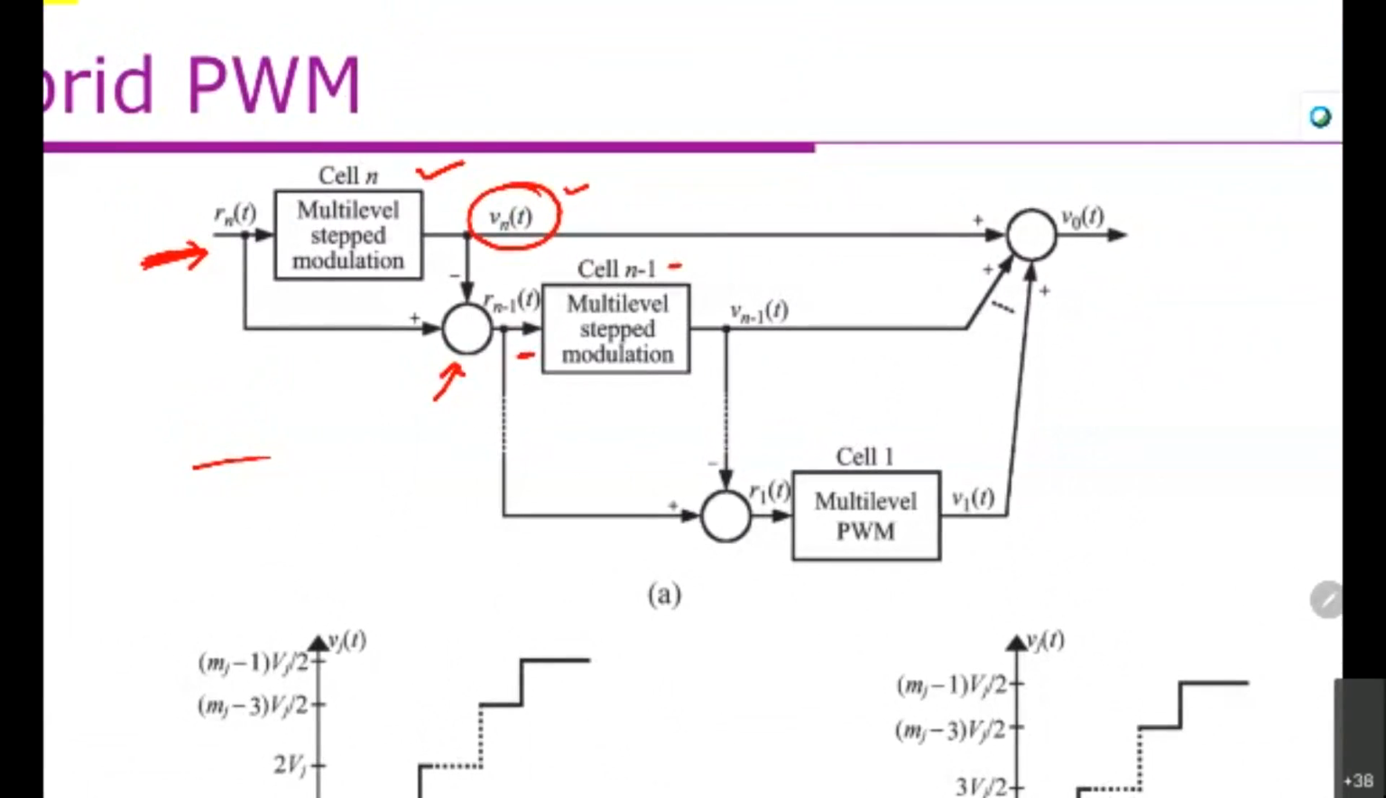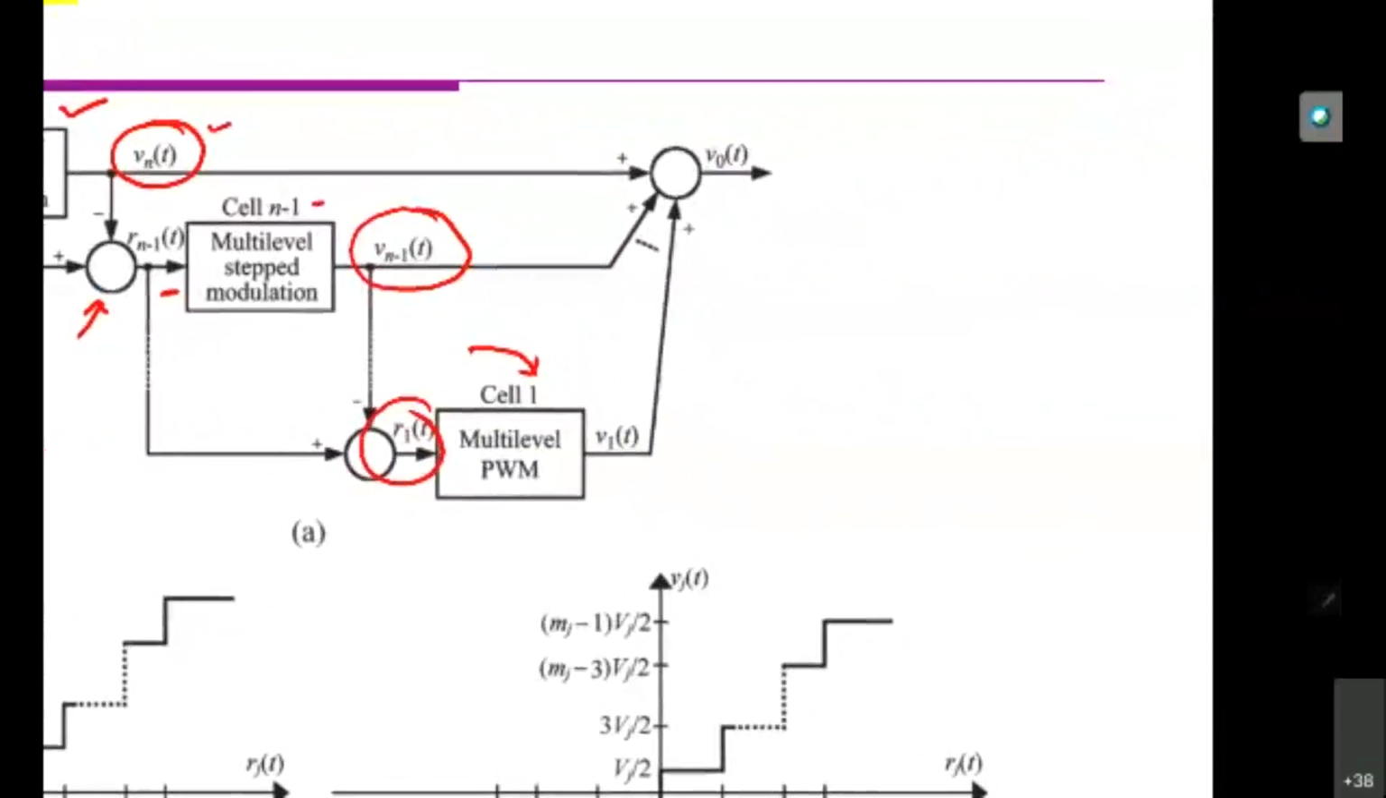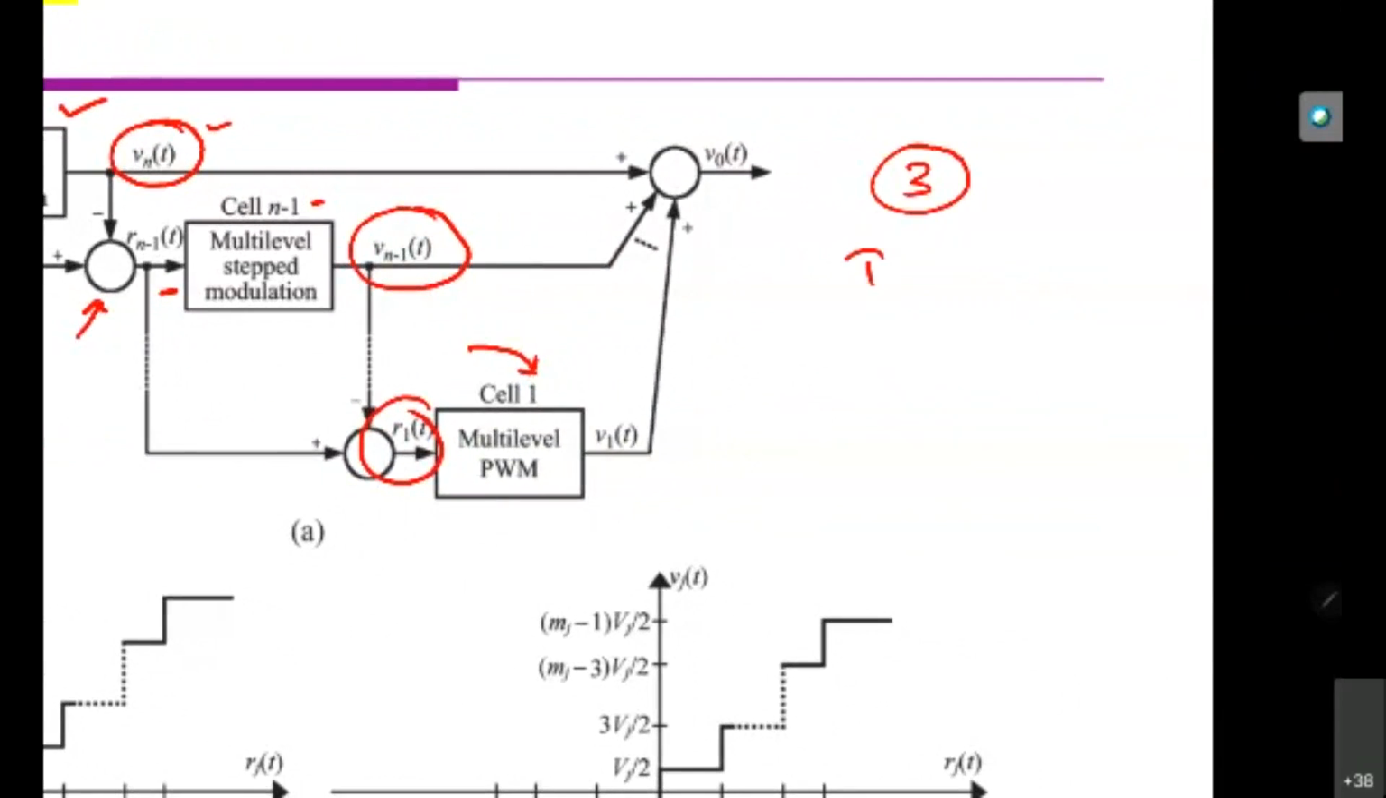So that means after that we have this, the output voltage of the n-1 cell, and this is the output voltage for the first one or the remaining one. The meaning is simple. If you have 3 H bridges, the first one is operating at the fundamental frequency. The second one is operating with the remaining modulating signal, the subtracted modulating signal, and the third one also with a subtracted modulating signal.